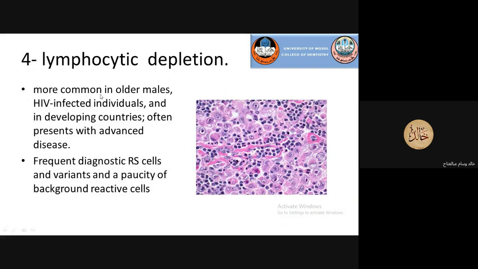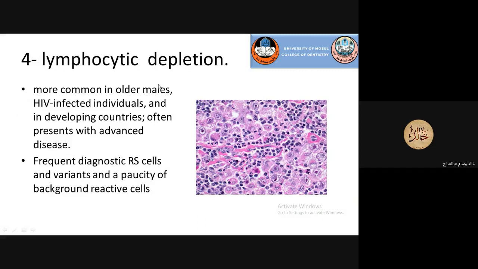It is more common in older male, especially in HIV infected individuals, and it is often presenting with advanced disease. Here we have frequent diagnostic RS cells, and also we have variants of RS cells.